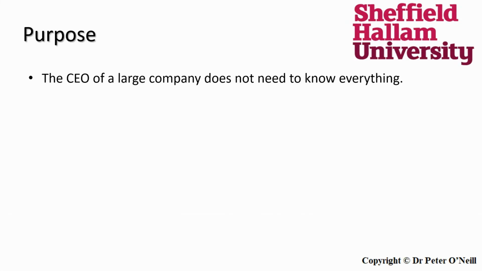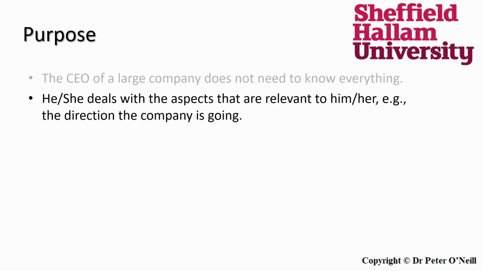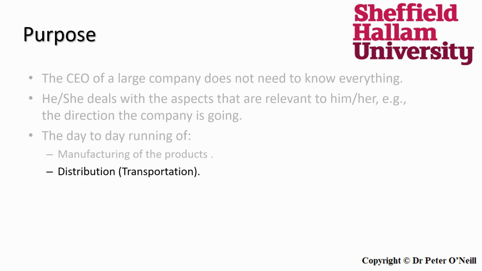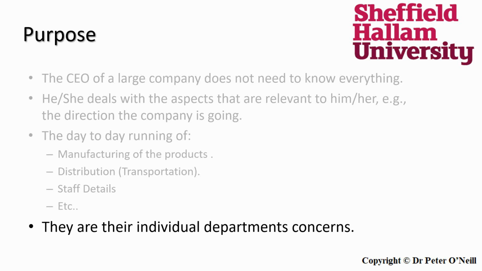Okay, purpose. The CEO of a large company does not need to know everything. She deals with the aspects that are relevant to her, e.g., the direction the company is going. The day-to-day running of the company, the manufacturing of products, the distribution and transportation, the staff details, etc., are the individual departments' concerns.